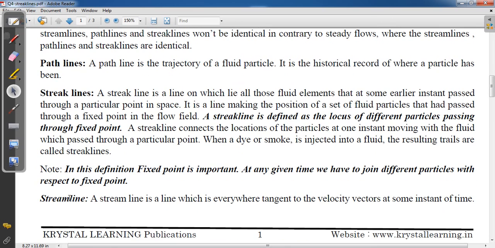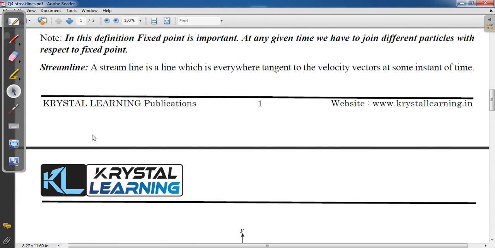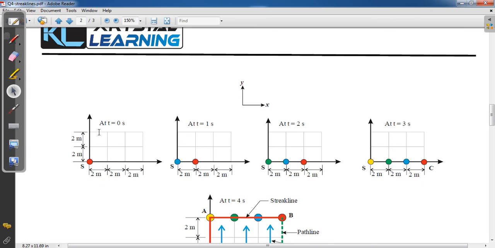Next definition is the streamline. A streamline is a line which is everywhere tangent to the velocity vector at some instant of time. So at a particular instant, you just see the velocity vector direction, and that same direction will be the streamline direction also. These are the three lines which we studied. Now come back to the data which is given in the question.